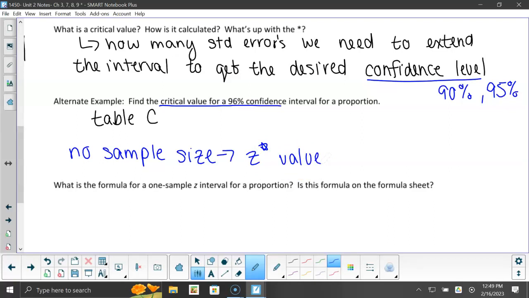We end up using a lot of it in the calculator. Yes, 2.054 because I have a 96%, so it's 2.054. Literally, that's all we're doing, is we are using that table to find that z star value. So to do that, you're going to go 96 and then z star down at the bottom.